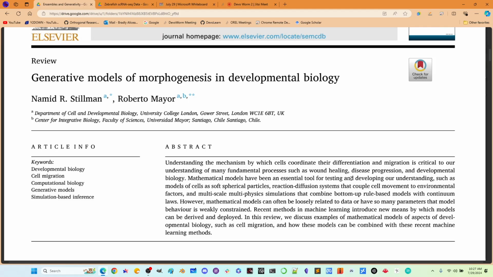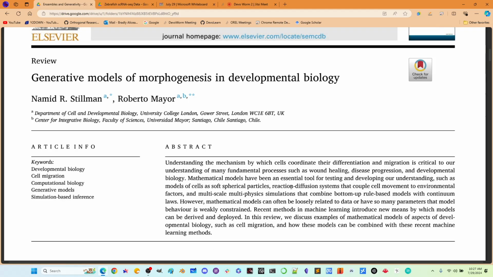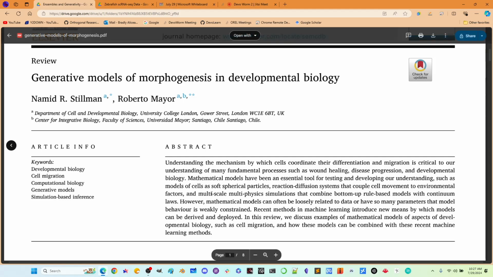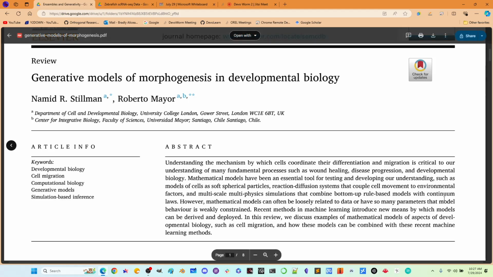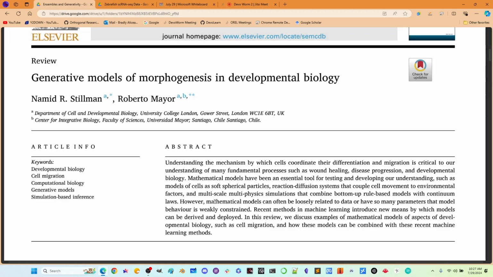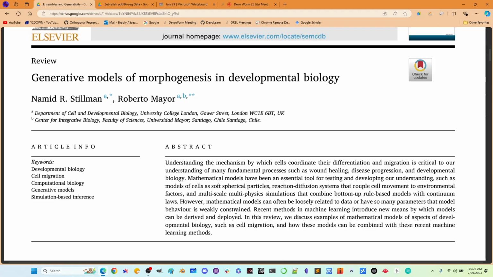Mathematical models have been an essential tool for testing and developing our understanding, such as models of cells as soft spherical particles, reaction diffusion systems that couple cell movements to environmental factors, and multi-scale multi-physics simulations that combine bottom-up rule-based models with continuum laws. Mathematical models can often be loosely related to data or have so many parameters that model behavior is weakly constrained. So we can build mathematical models that describe these processes, but sometimes they're very loosely related to the real world. Sometimes we also have so many parameters in our models, because there are so many things to take into account, that we can't really ground our model behavior too well.